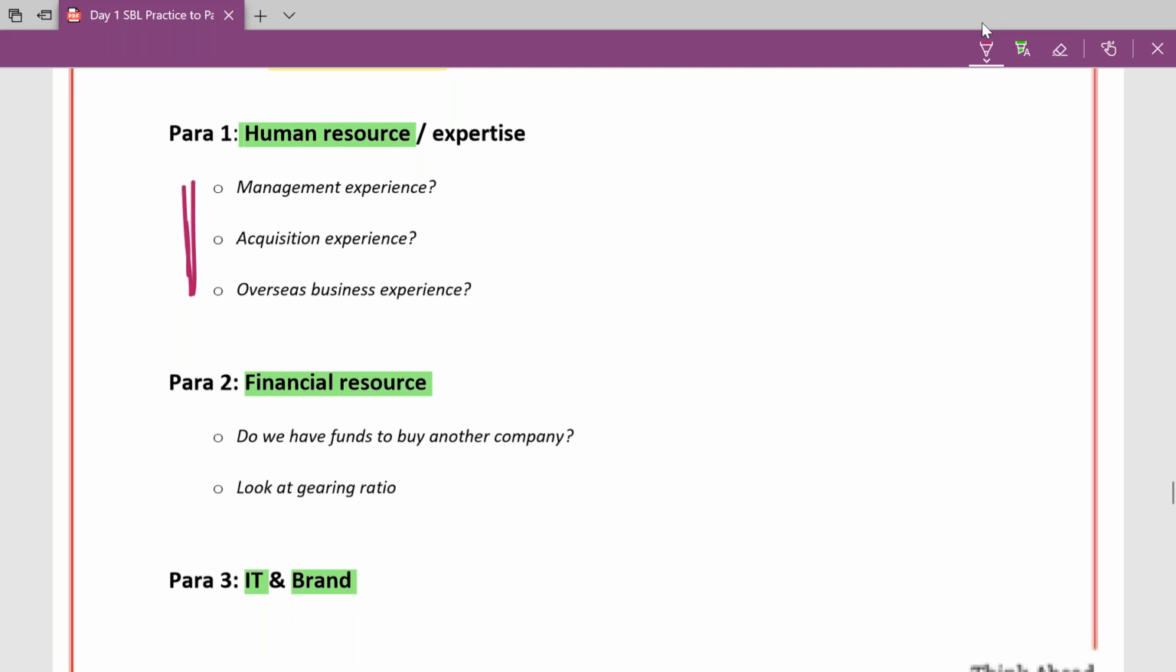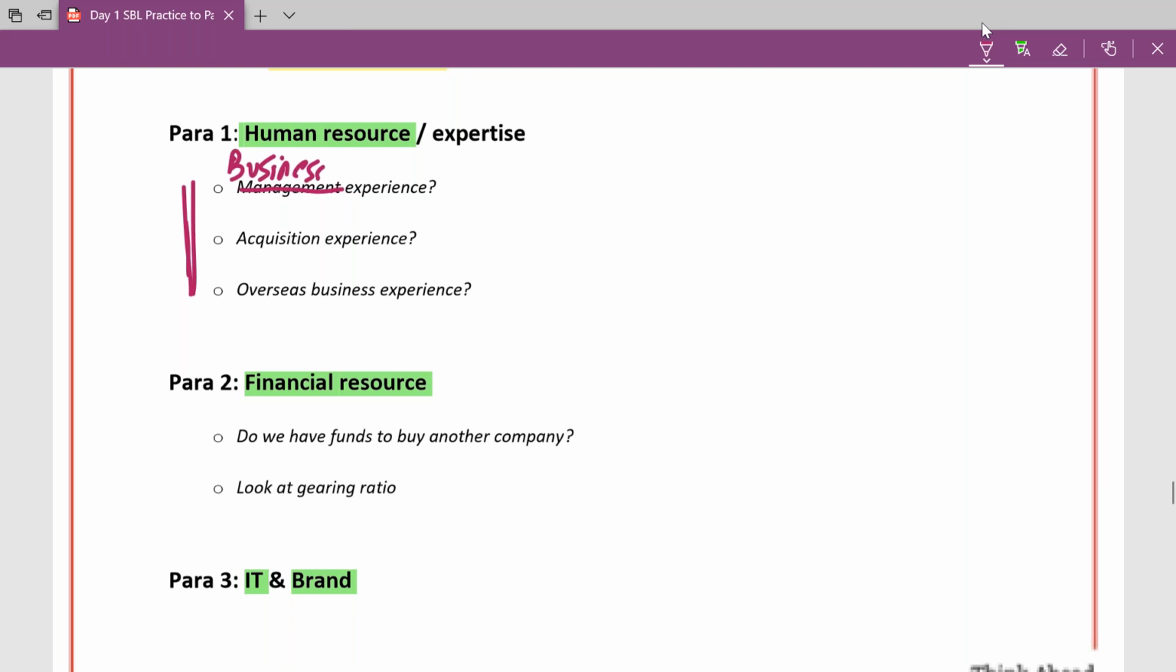Maybe if I cut this and write business experience, it might become easier for you to understand. So the first thing is, do we have the business experience? Yes or no? Most likely 99% of the time the answer to this will be yes.